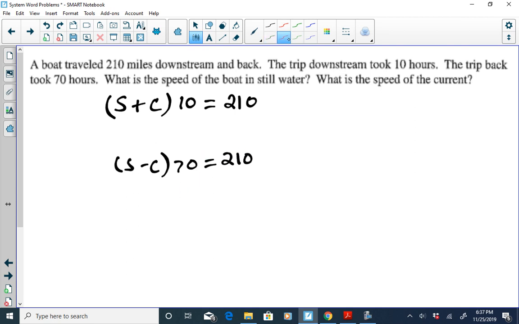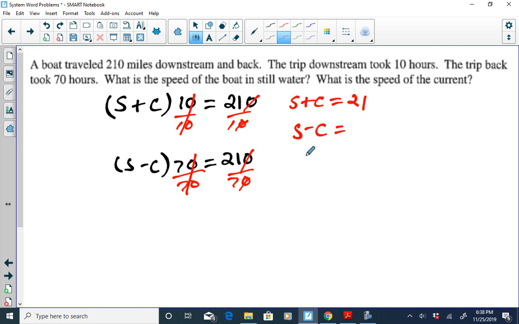We want to simplify these a bit, so I'm going to divide both sides here by 10. They cancel, and I get the following equation: S plus C is equal to 21. Then simplify this equation by dividing both sides by 70. That divides out, so we get S minus C is going to be equal to 21 divided by 7. That's going to be 3.